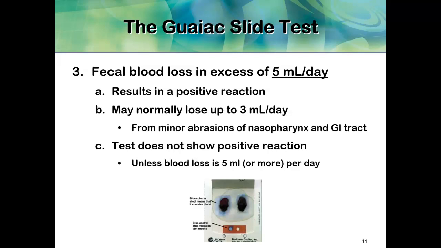And what's going to happen if you look at the slide here, we're going to be testing in class using a developing solution. And if you see any blue colorization around or touching the stool, it means that that specimen actually contains blood.